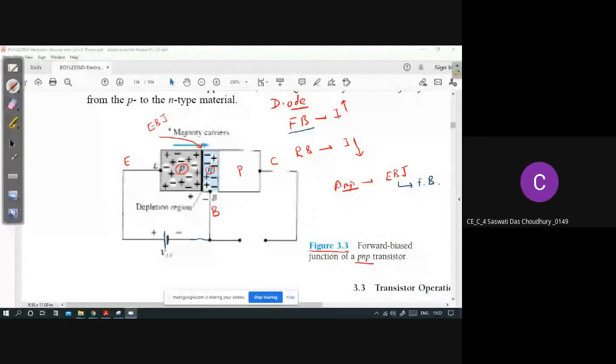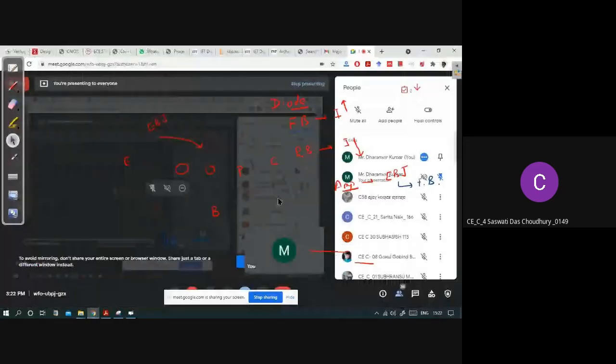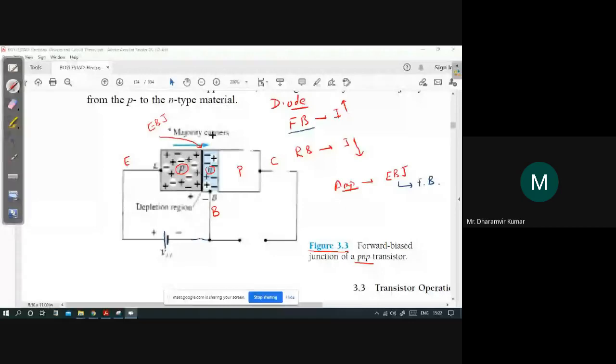Which charge carriers will flow in the circuit? Majority charge carriers will flow in the circuit. In which direction, left to right or right to left? Okay, from left to right.